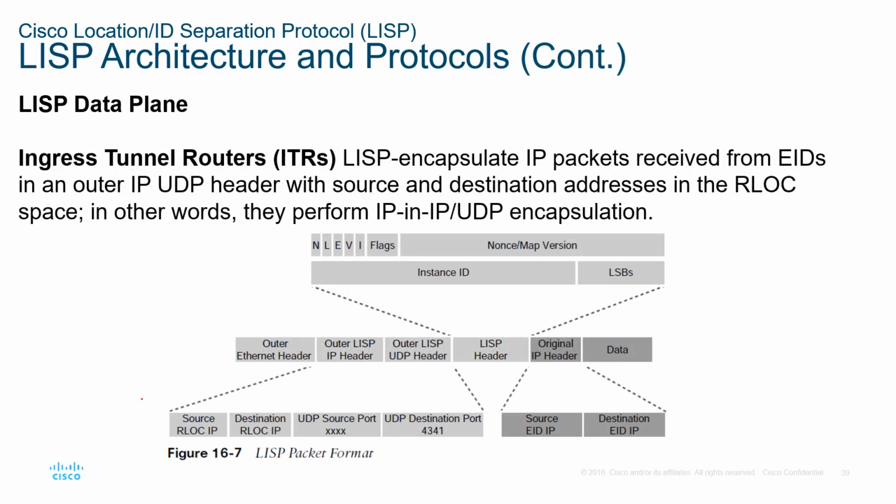And so here we can look at our LISP data plane. If we're looking at an ingress tunnel router, the LISP encapsulation packet will be received from an EID, and in an outer IP, it will use a UDP header with the appropriate source and destination address as the routing locator. In other words, they will perform an IP to IP UDP encapsulation.